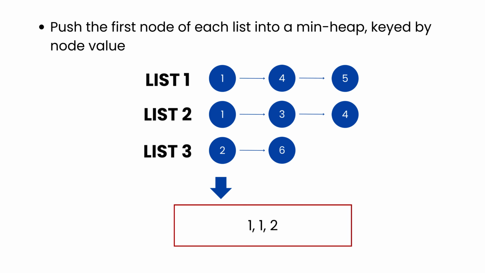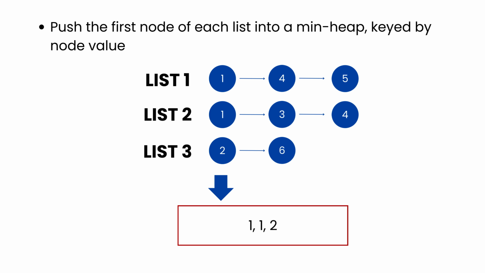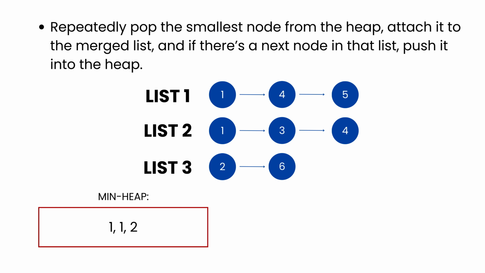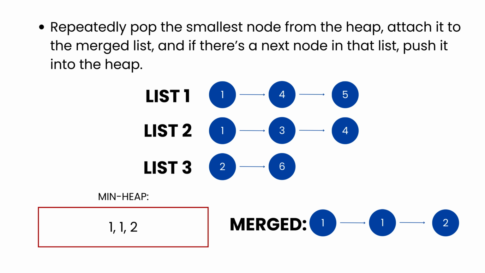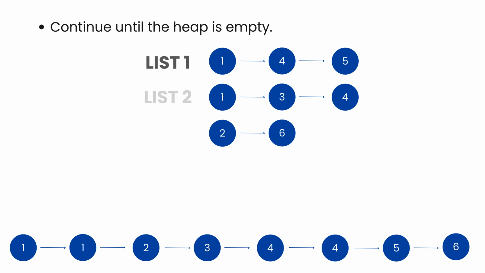Let's think step by step. Push the first node of each list into a min-heap, keyed by node value. Repeatedly pop the smallest node from the heap, attach it to the merged list, and if there's a next node in that list, push it into the heap. Continue until the heap is empty.